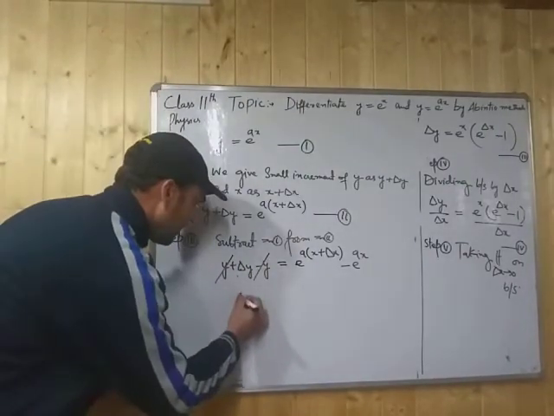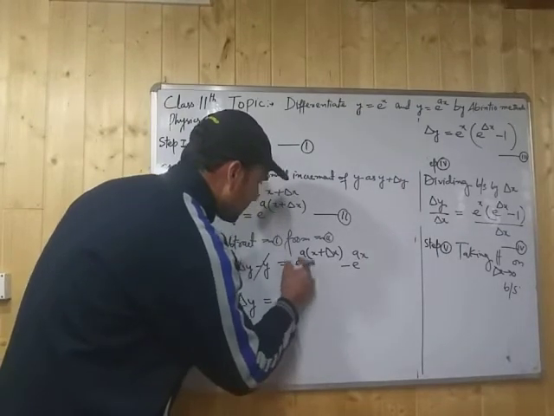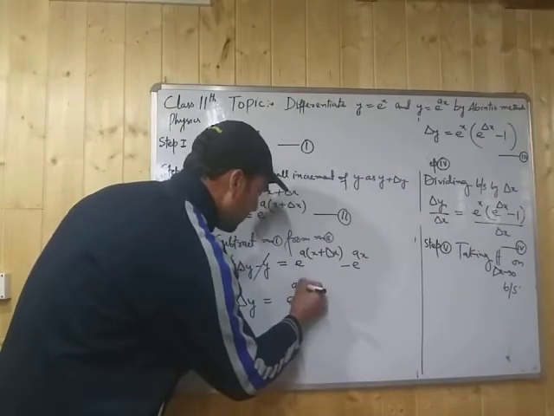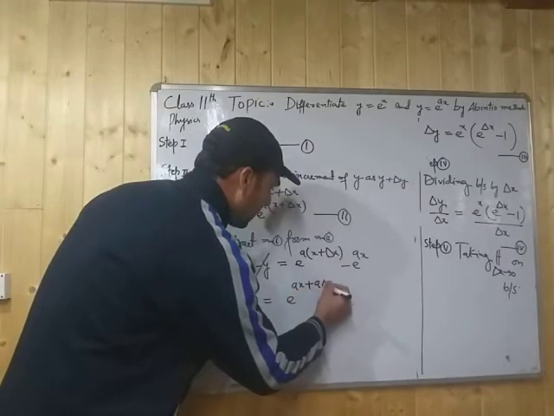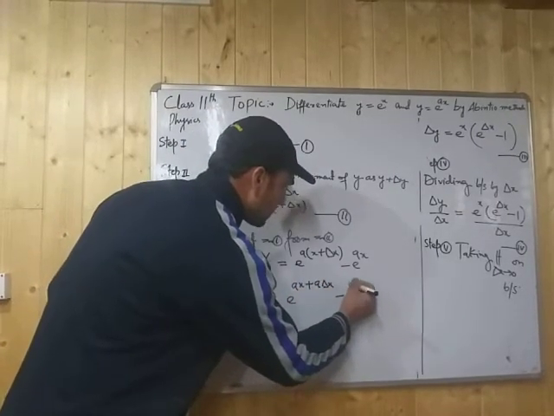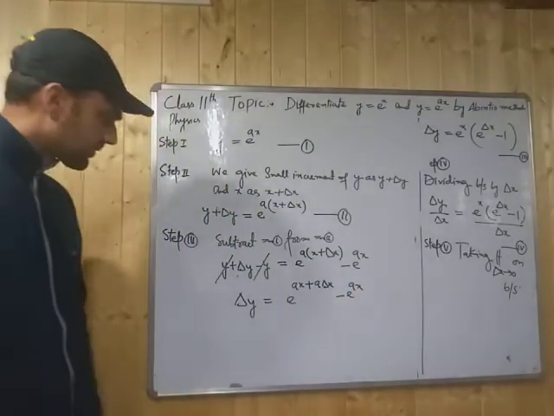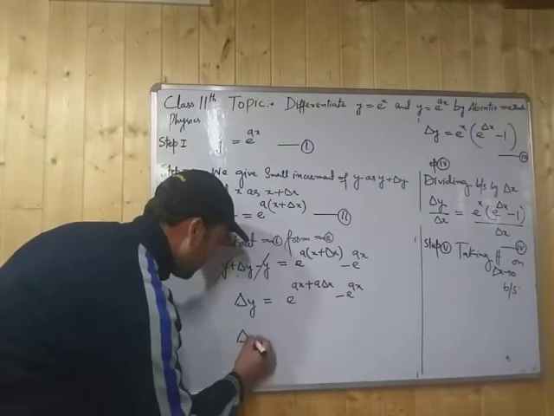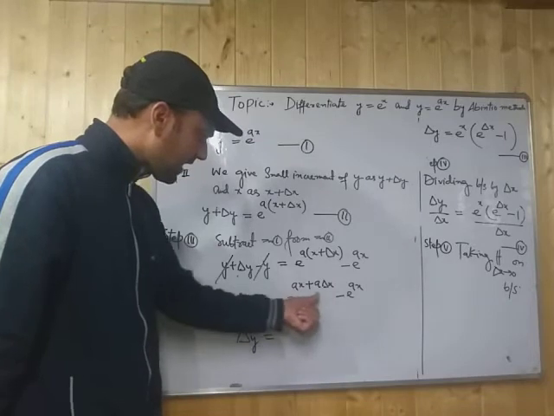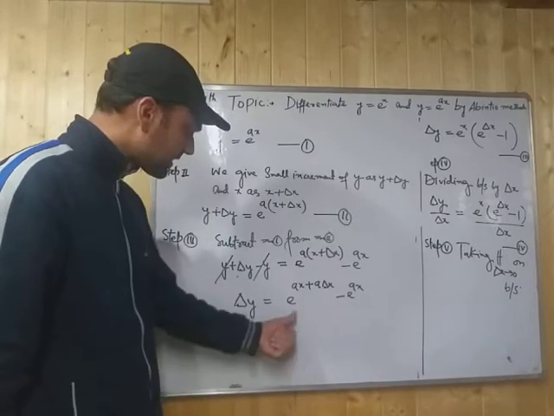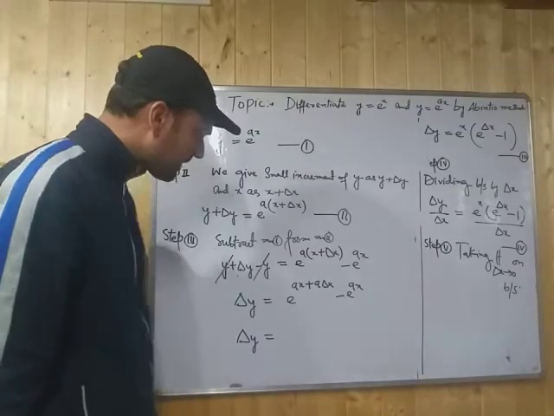So we can write here del y is equal to e raised to power ax multiplied by e raised to power a del x minus e raised to power ax. Here the bases are the same and the powers are added, so you can take the base out separately.